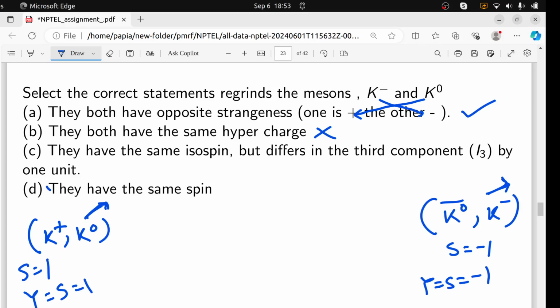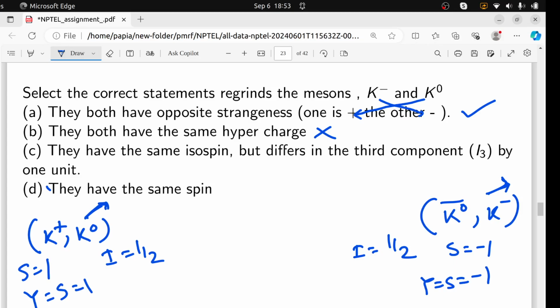Okay. They have the same isospin. Obviously they have the same isospin because I is plus half, I is half, I is half. Two family members are there, so half. But differs in the third component I3 by 1 unit.